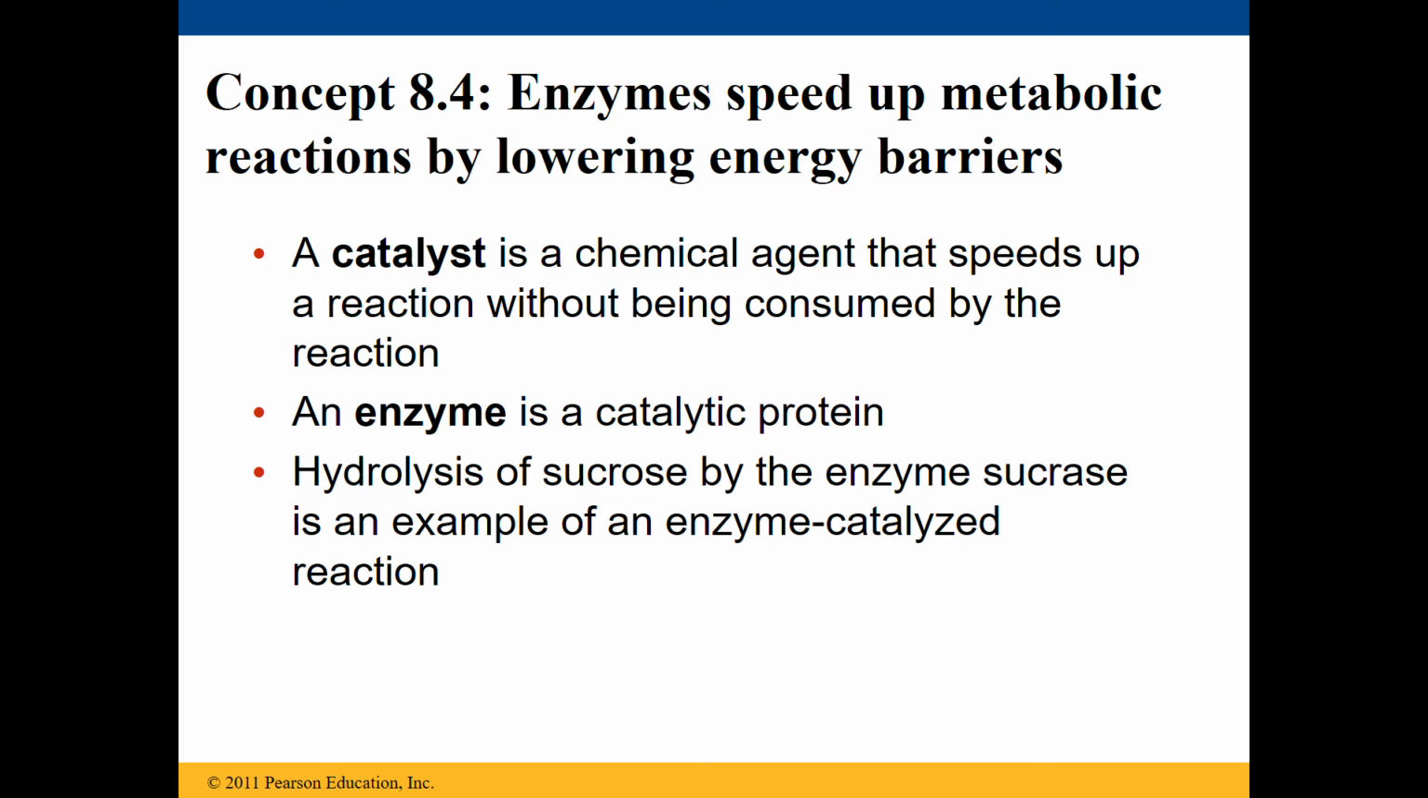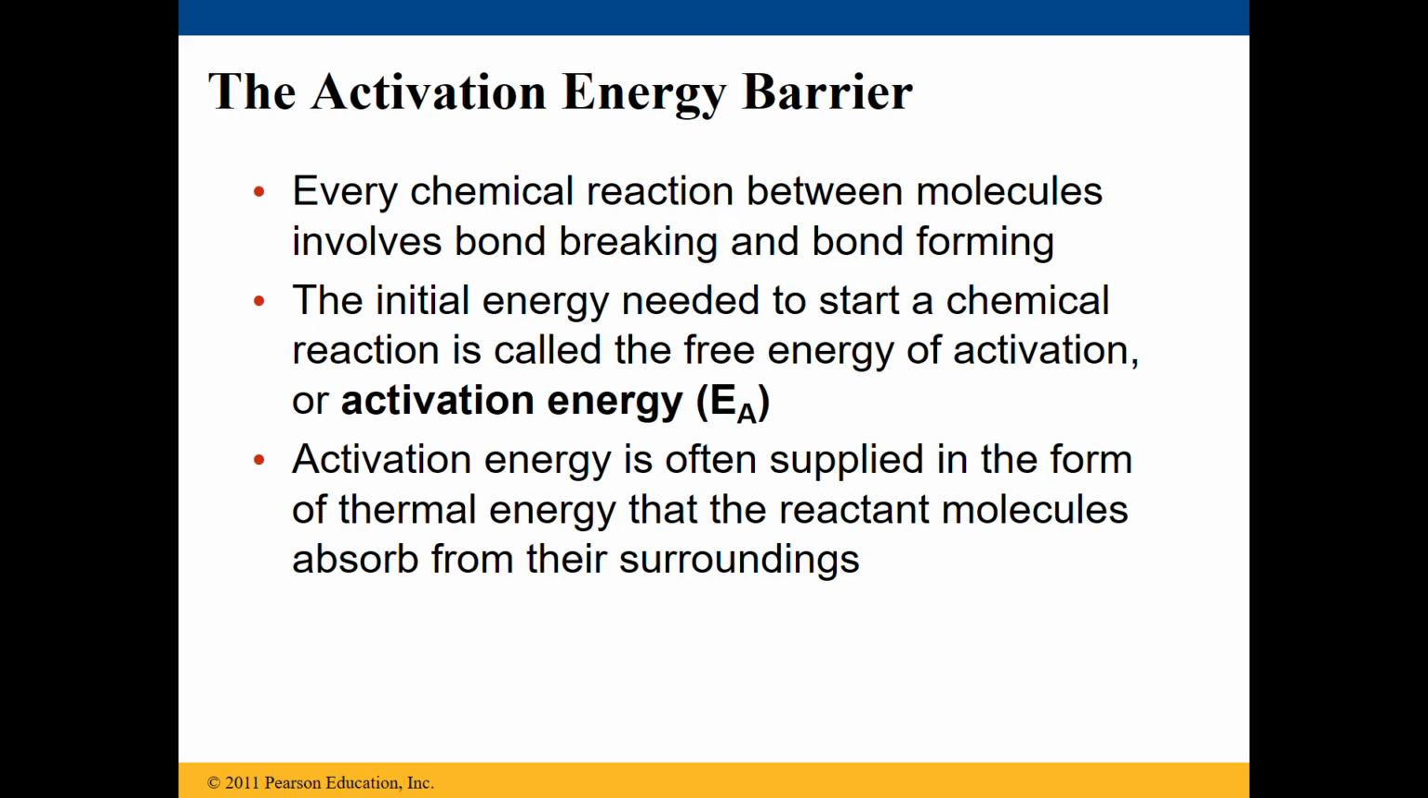So enzymes speed up metabolic chemical reactions by lowering energy barriers. A catalyst is a chemical agent that speeds up a chemical reaction without being consumed by the reaction, and enzymes, of course, are catalytic proteins. And you already know this because we already did that kind of enzyme lab using the little foam pieces and stuff, right? Okay, so every chemical reaction between molecules involves breaking bonds and then forming new bonds.